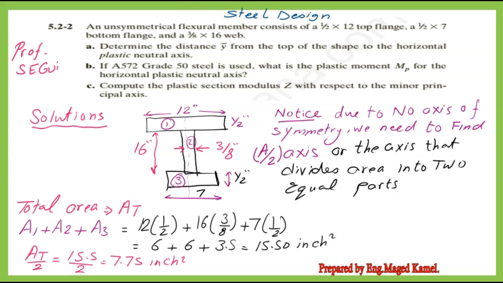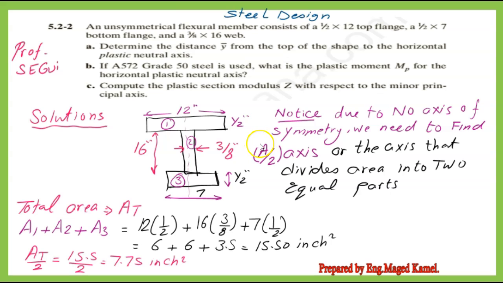There are 3 requirements, A, B, and C. For part A, it is required to find the Y bar, or the distance from the top of the upper flange to the plastic neutral axis. Due to no symmetry, the plastic neutral axis does not pass through the middle.